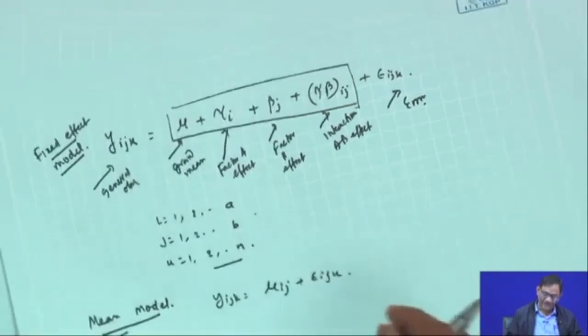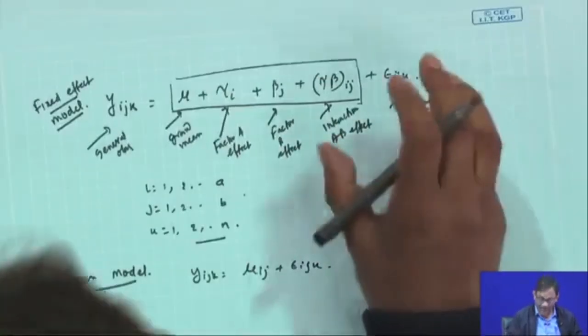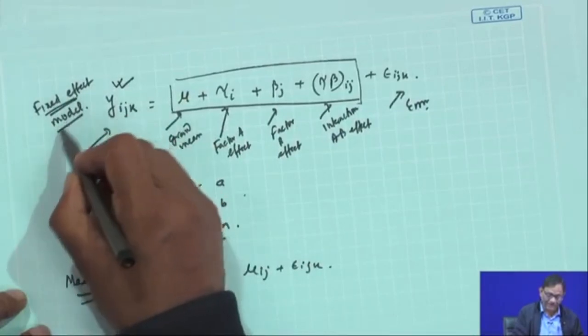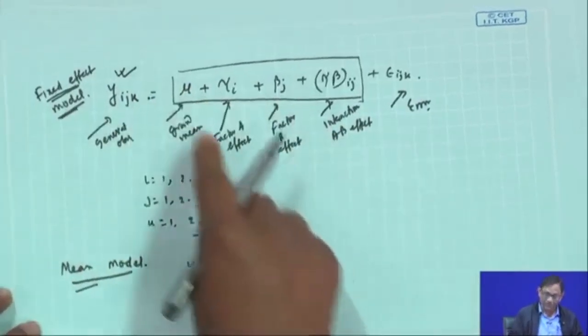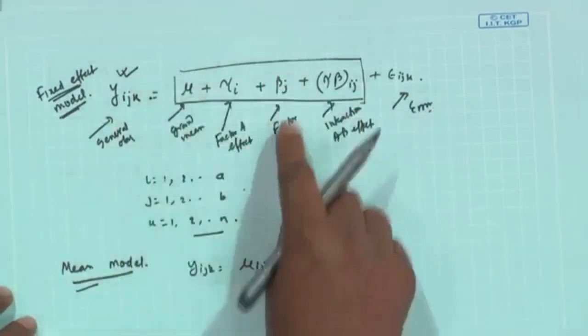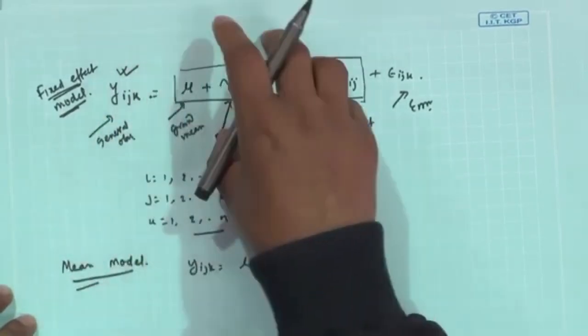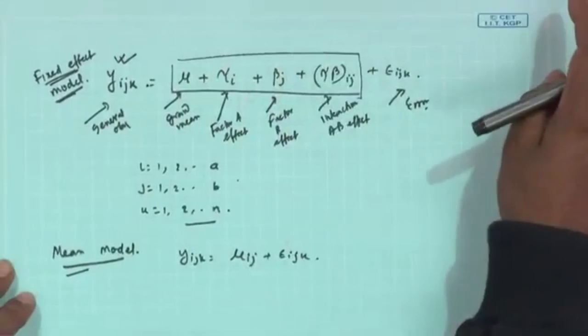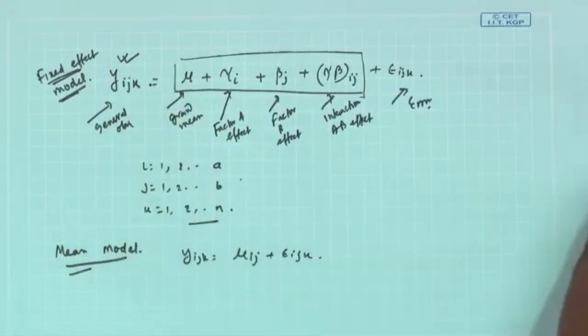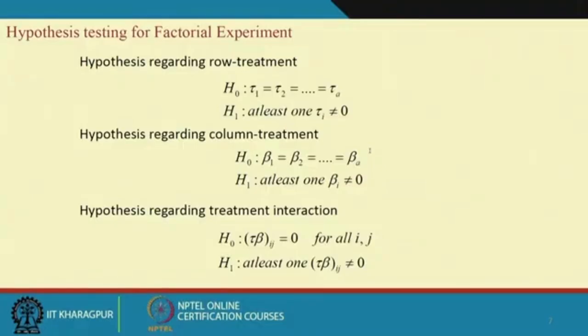So, if I say for a two factor factorial experiment, what is the statistical model? The fixed effect model is this. What will be your role? Your role will be to estimate all the parameters, and then thereafter you test whether this model is significantly contributing in explaining the y's variability or not. That we will see later on, and accordingly we test certain hypotheses.